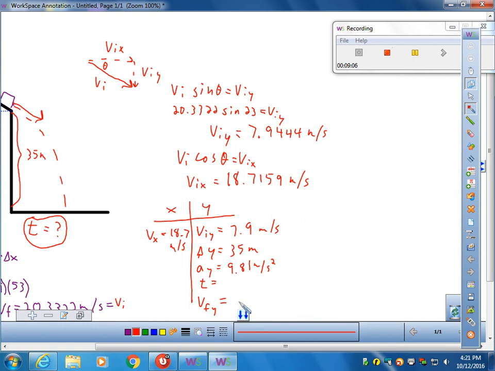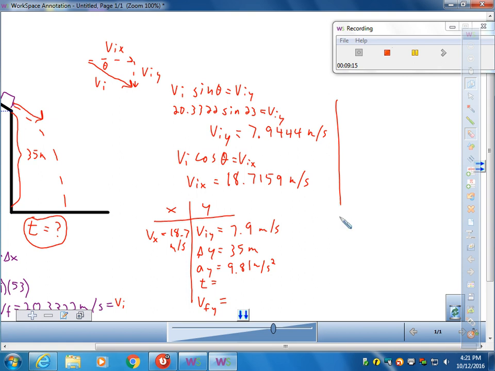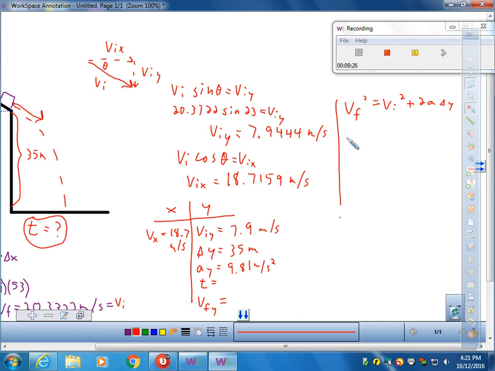So from right here, we're going to find VFY. Since we don't have time, we'll use our timeless formula: VF squared equals VI squared plus 2a delta y. We're solving for VF.